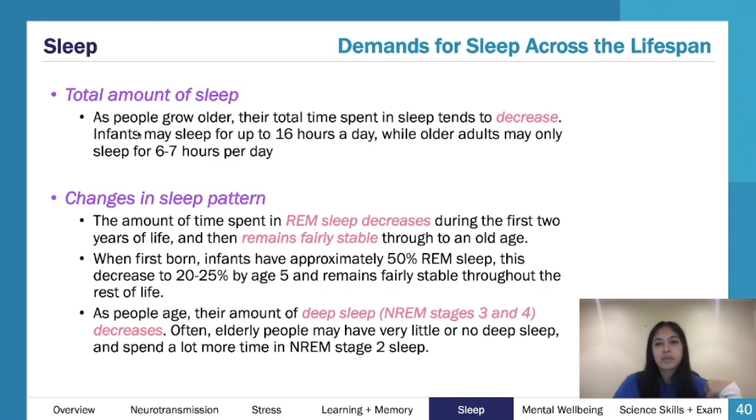Okay, so demands for sleep across the lifespan. What VCAA needs you to know is the changes in the total amount of sleep and the changes in the sleep pattern. When it refers to sleep pattern, it just means your REM and your NREM changing. So the total amount of sleep, the trend is that it decreases.